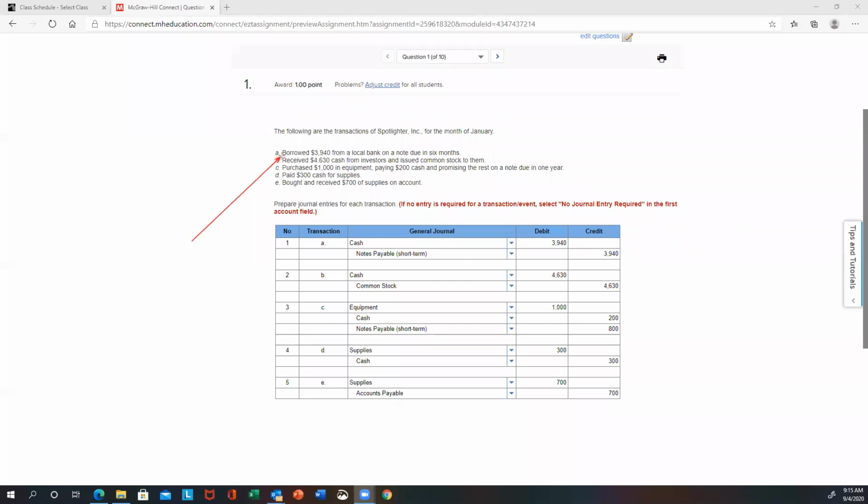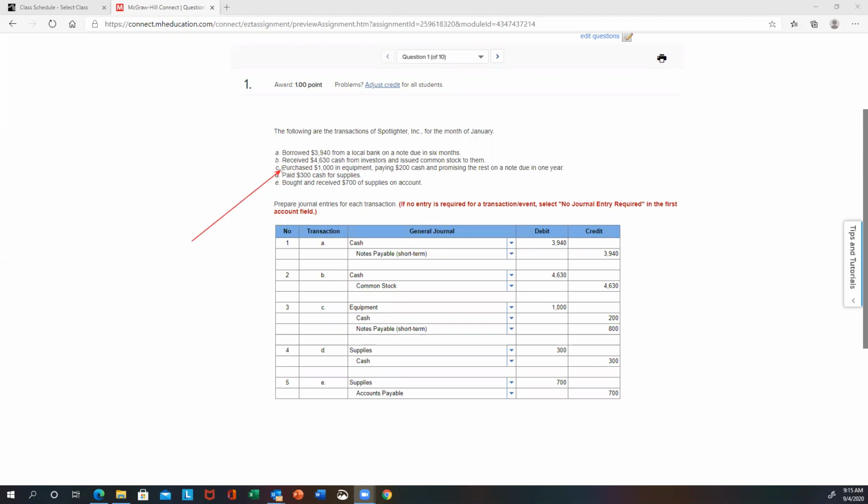Notice the first one, part A, says you borrowed money from the bank. You're going to be debiting cash, increasing cash, and because it's a debt, you're going to be crediting notes payable for that $39.40. On part B, it says you received cash from investors from issuing stock. This is just one of those investments, so we're going to be debiting cash. And then common stock will be our investment account that we use when we sell stock.